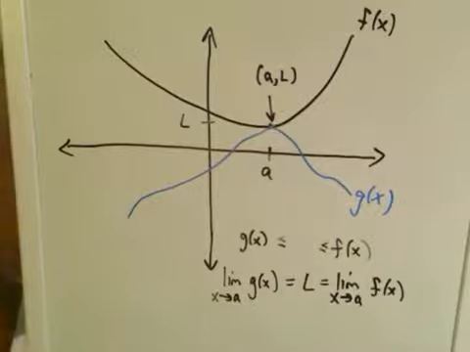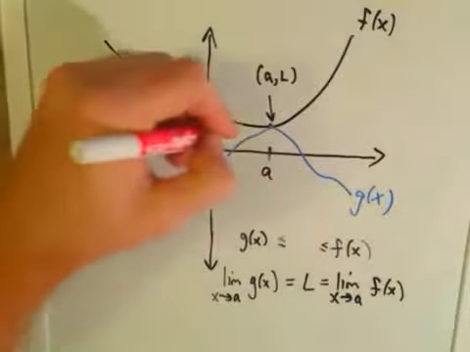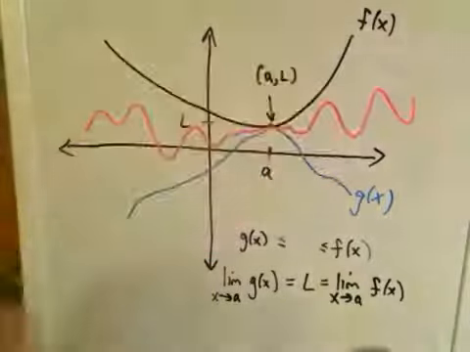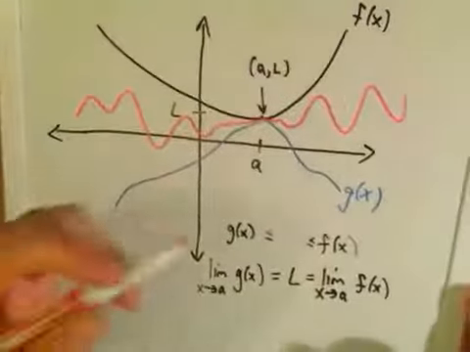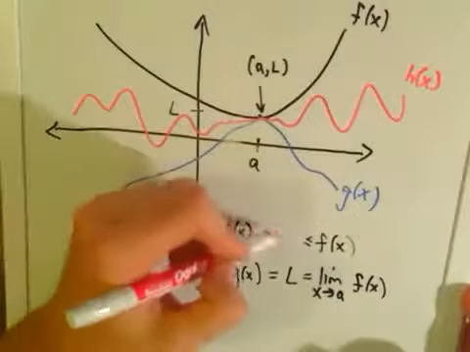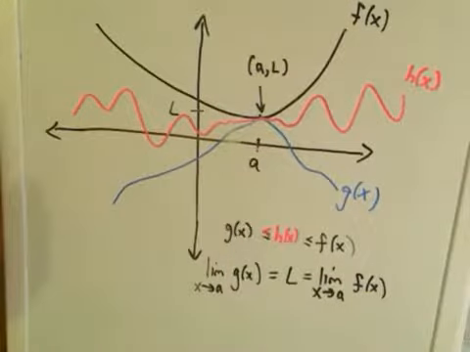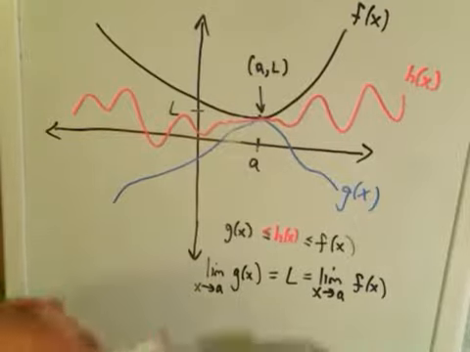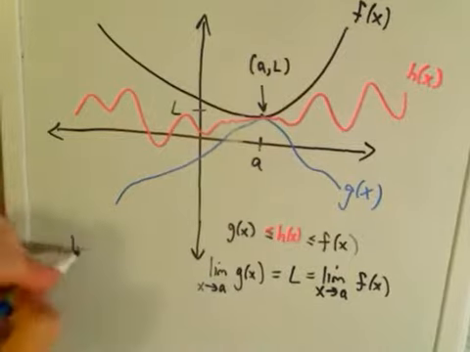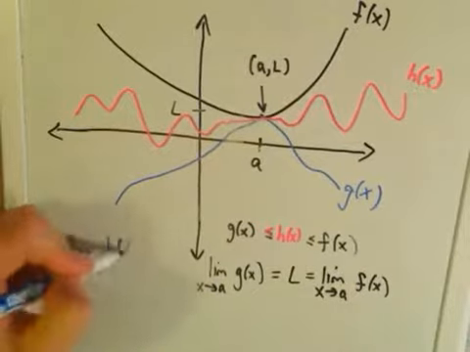Okay, so the idea with the squeeze theorem is, suppose we have some other function that's trapped in between there. So suppose we have this result, so what we can say is, if we call the red one maybe h of x, then h of x is greater than or equal to g of x, but it's less than or equal to our function f of x. So the idea is, what can we say about the limit as x approaches a for our function that's in between there, h of x?